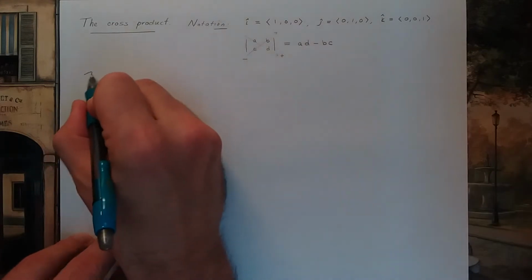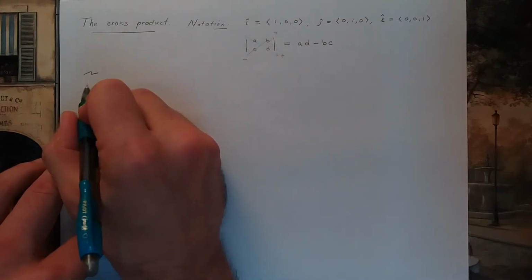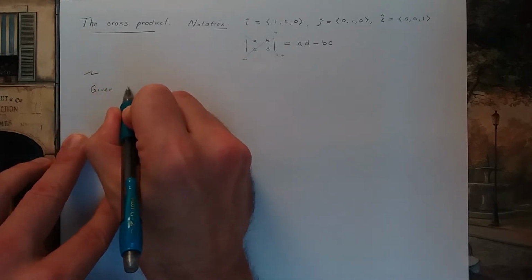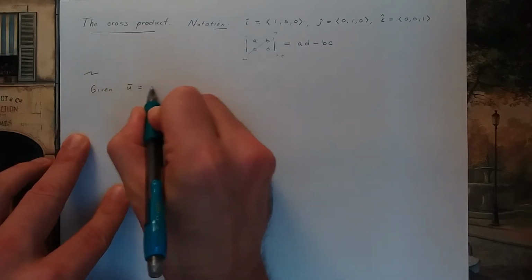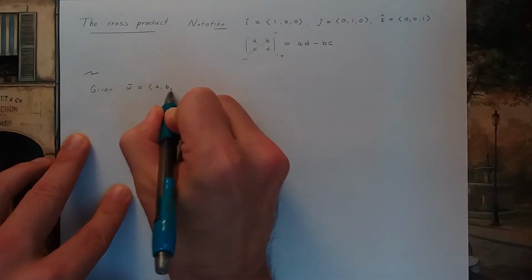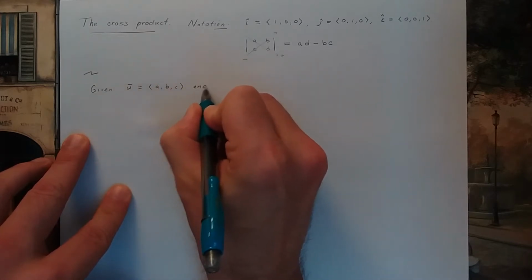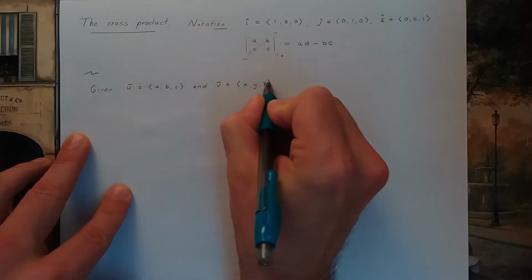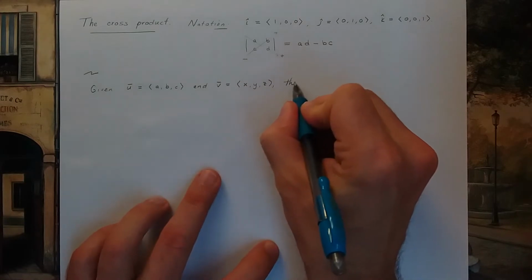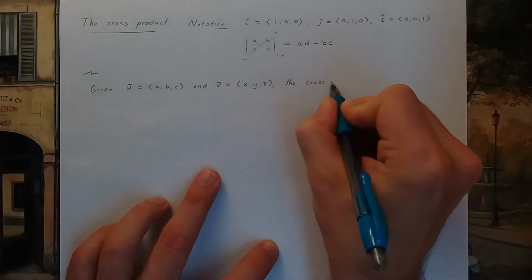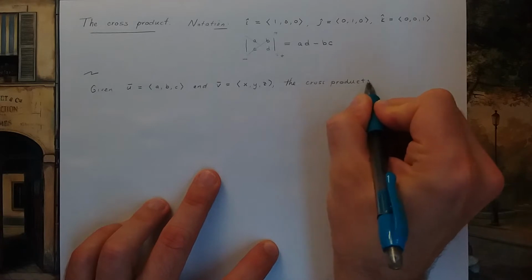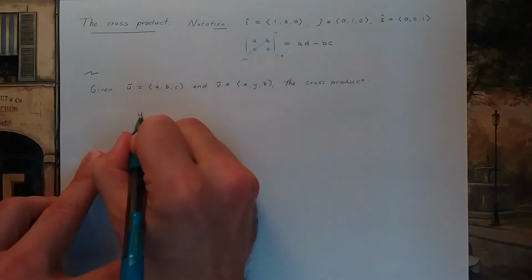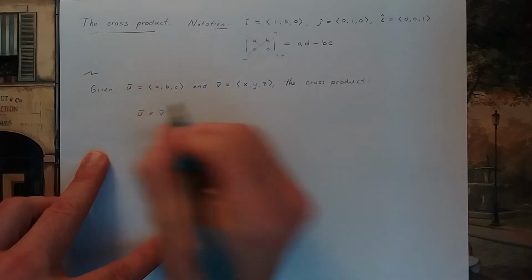Okay, so let's introduce the cross product. Given two vectors, let's say I have the vector u, which is a, b, c, and the vector v, which is the vector x, y, z. The cross product is a really bizarre calculation at first. The cross product is denoted u cross v.